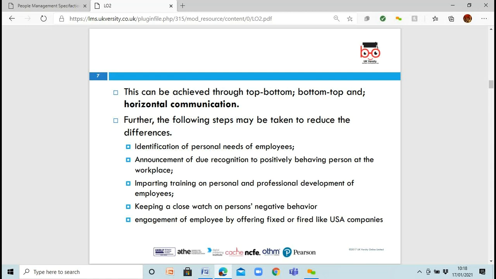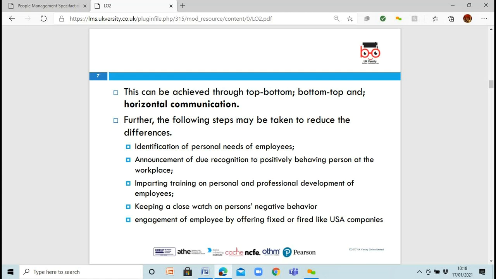Imparting training on personal and professional development. So training, coaching, that's always a good thing to make sure that you're keeping up with. Keeping a close watch on a person's negative behavior. So just make sure you're noticing what's going on. And engagement of employees by offering fixed or fired, like, within the USA companies.